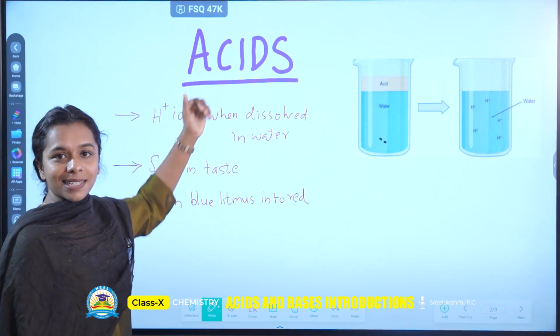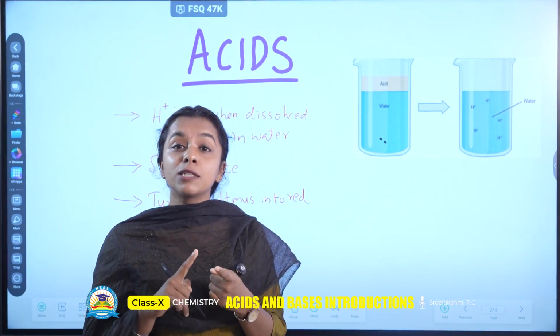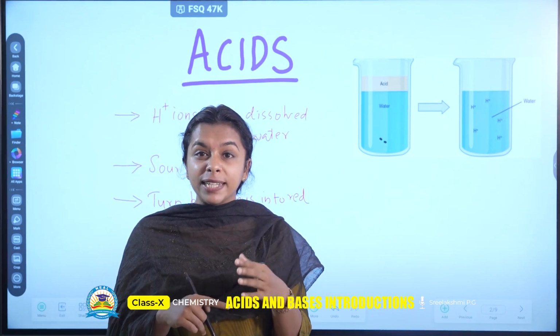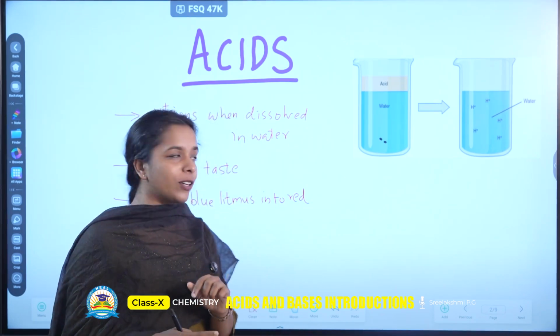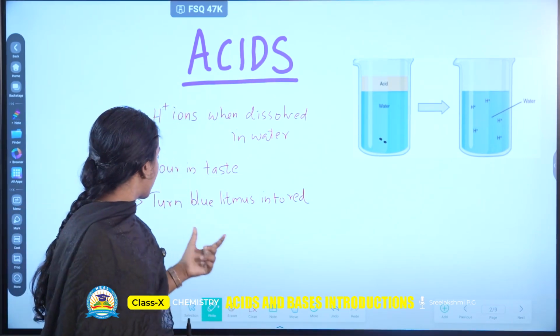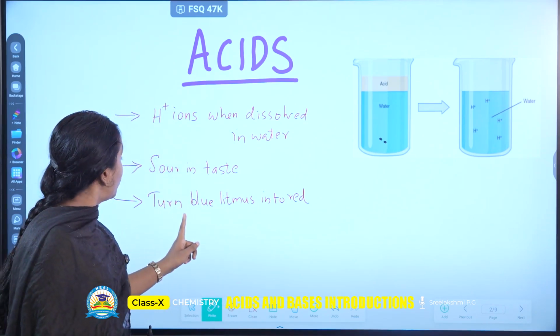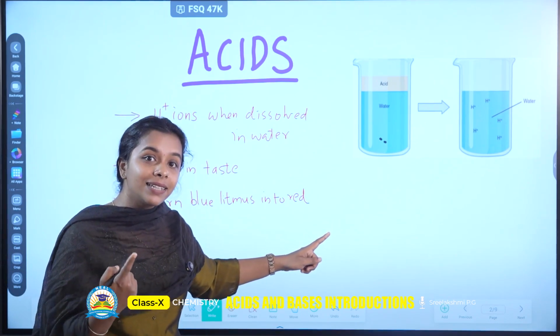So that is acids. Okay, once again we will go through the points. What is meant by acids? Acids will produce H plus ions when dissolved in water. It's very important that you should mention about the water. And the next point is, it is sour in taste. And it will turn blue litmus into red color. That means that acids will give red color.